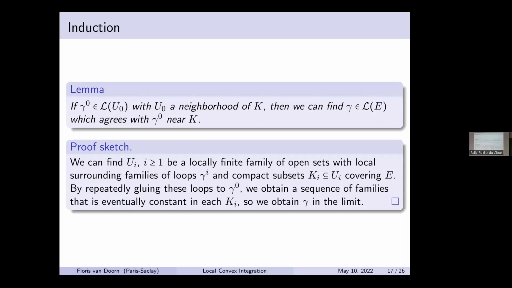So this sequence of families will be eventually constant in each of the K_i, namely after i steps it will be constant in K_i. And so an eventually constant family of loops has a limit, and that limit will be continuous, because continuity is a local property. So that is the induction argument. How am I doing?